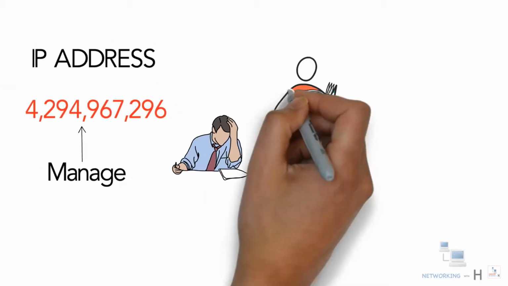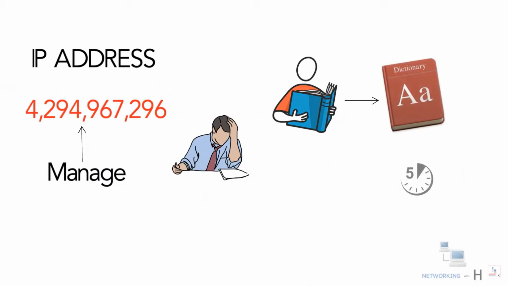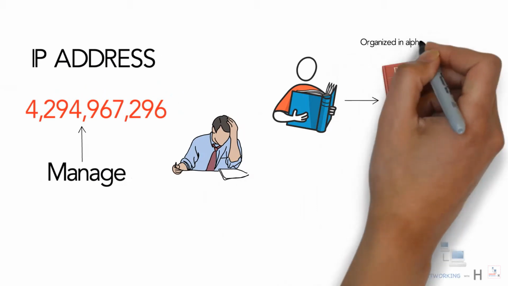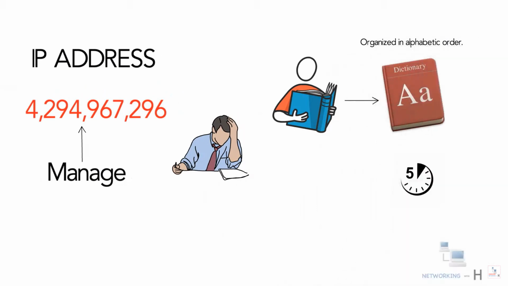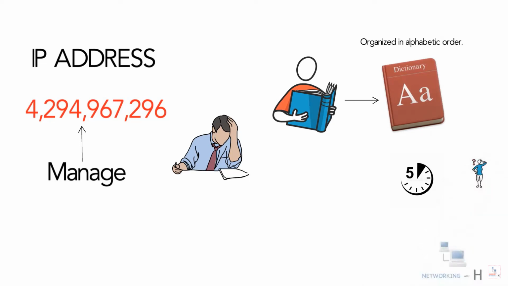If you have to find a word from a language dictionary, how long will you take? Usually you will take less than 5 minutes to find that word. You are able to do this because words in the dictionary are organized in alphabetic order. If you have to find the same word from a dictionary which does not use any sequence or order to organize the words, how long will you take this time? It may take up to 1 week to find that specific word from all the words.